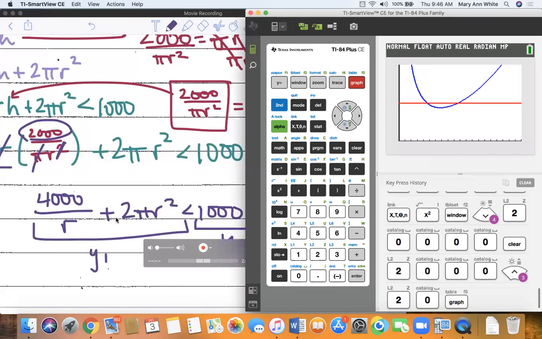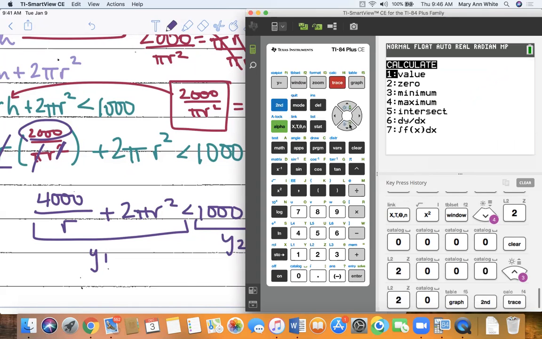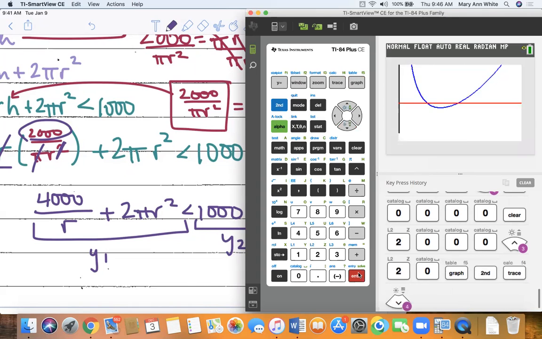It says we want the function to be less than 1,000. So when it's lower than 1,000, it's just this little piece right here. So again, we're just going to find the intersections, and we're going to do the interval between those intersections because it's less than. So again, let's second trace, intersect. I go close to the first point so I don't have to go out of order. 4.62.